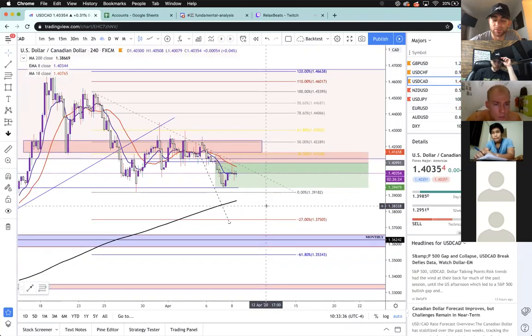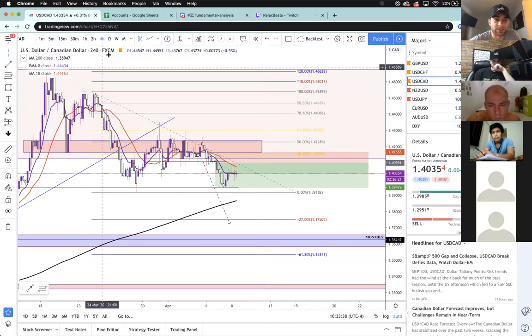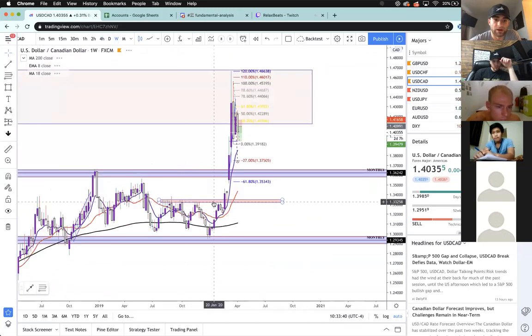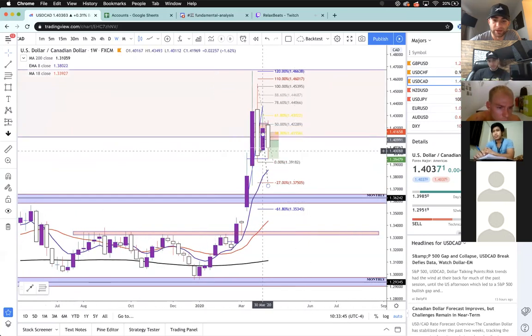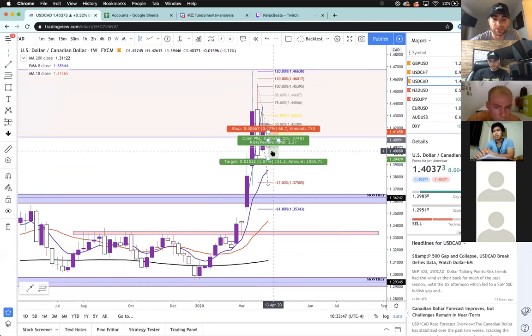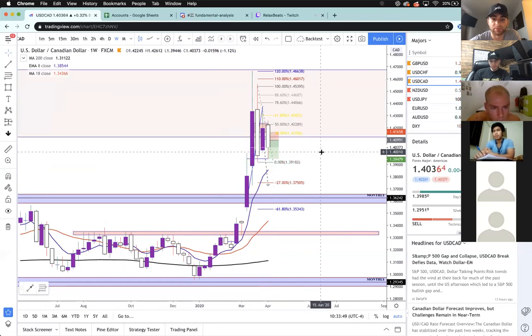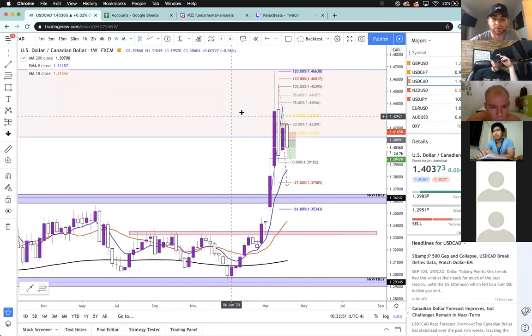UCAD, this one is interesting. Let's start up on the weekly. 2 days left. Let's see if we can engulf. We're getting some resistance here, which is not pretty. Again, up in this supply zone, we keep finding resistance out of here.